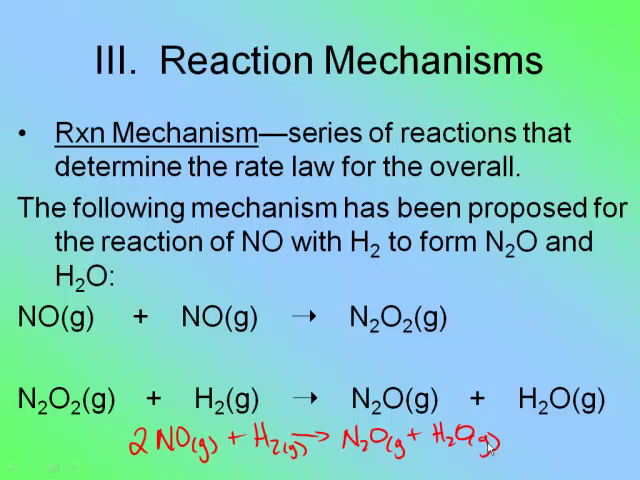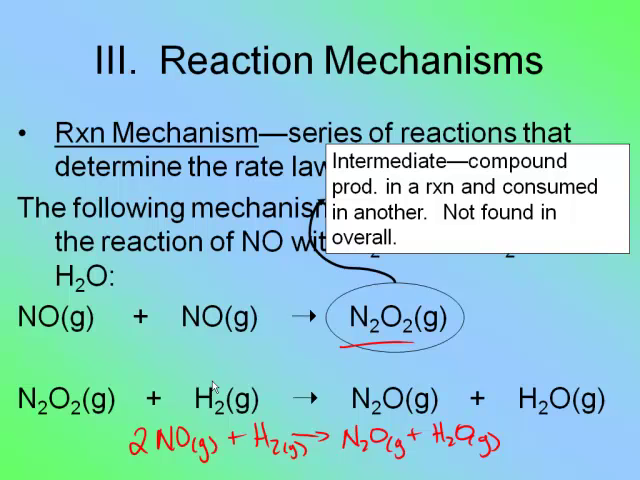Some of these reactions we'll be looking at, they can't occur normally. Like, I can't get NO to react with H2 to form N2O and H2O. So it must occur in this stepwise process. So this N2O2 must be formed first, but this N2O2 is actually what's called an intermediate, because it's a compound, sometimes very unstable even, that is produced in one reaction and consumed in another, but it's never found in the overall. It's literally used as a middleman to get from the start to the finish.